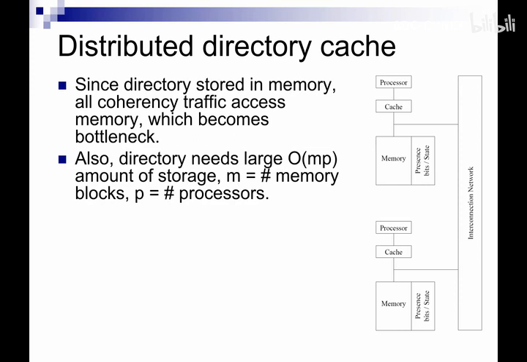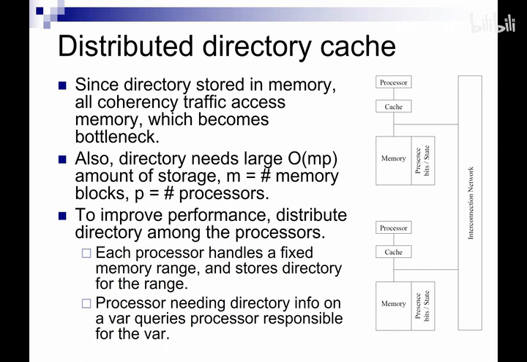So that's one problem. The other problem is that the directory itself needs to be quite large. If we have M memory blocks and P processors, then since you need a bit for each memory block and each processor, in total the directory needs to have size M times P. So these are the two problems: the directory is big, and it causes a bottleneck at the main memory.